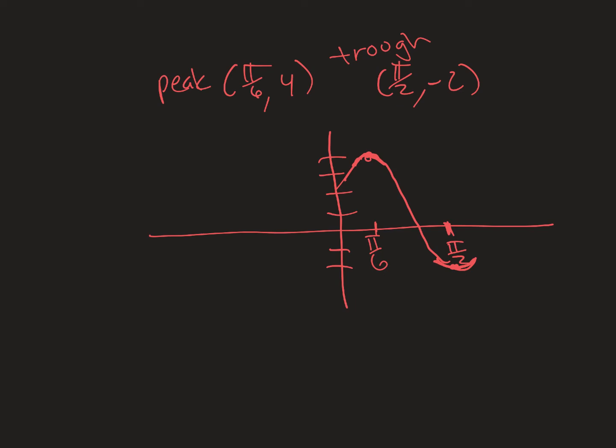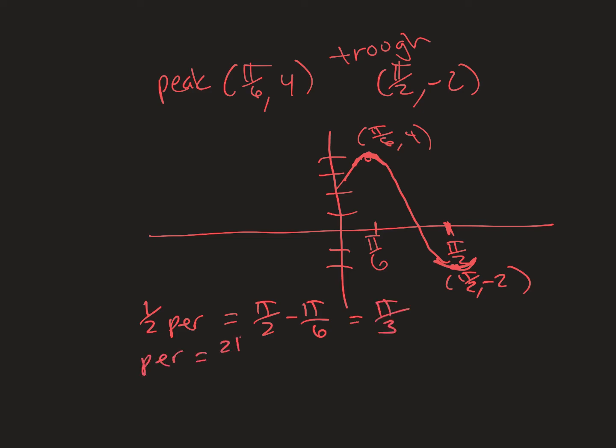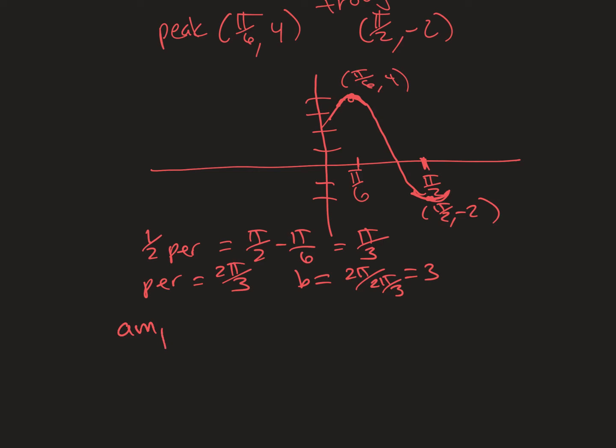All right, so we can get a bunch of information from here. From a peak and a consecutive trough, that's half the period. So I should say this is pi over 6, 4. So half the period is pi over 2 minus pi over 6, which is pi over 3. So that means the period here is 2 pi over 3. So my b value in my equation is going to be 2 pi divided by 2 pi over 3, or 3. I can find my amplitude. The amplitude is 4 minus negative 2 over 2, or 3.